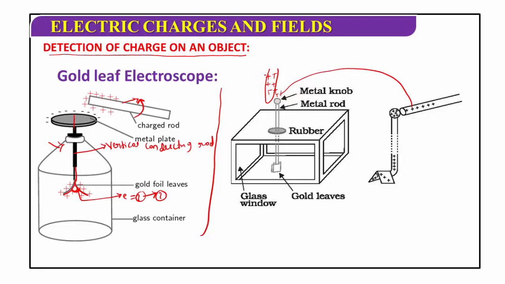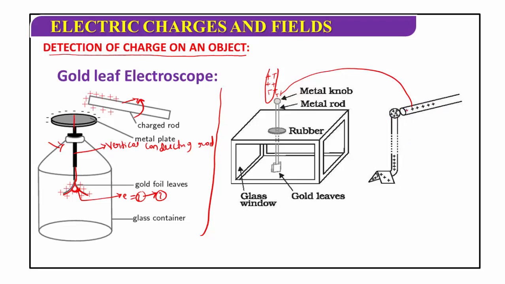Like that, when the positively charged body is placed in contact with the metal rod, the gold leaves diverge from each other. When the negatively charged plastic rod is placed in contact here, again the gold leaves diverge from each other. This diagram clearly explains this phenomenon. Here this is the positively charged body.